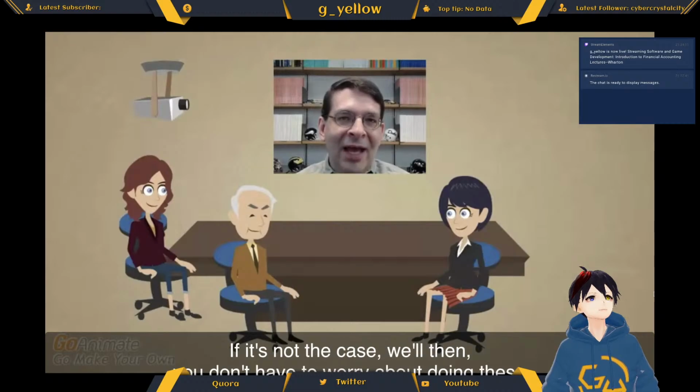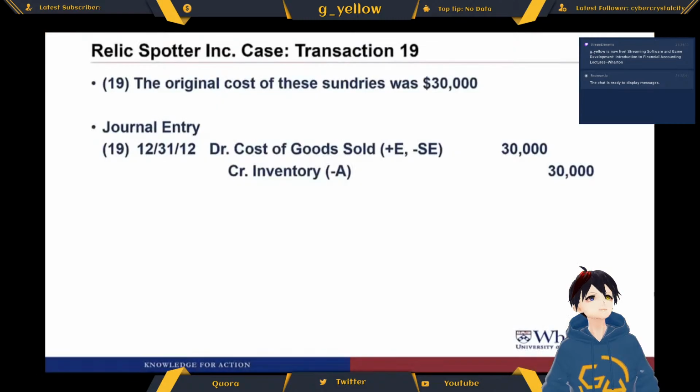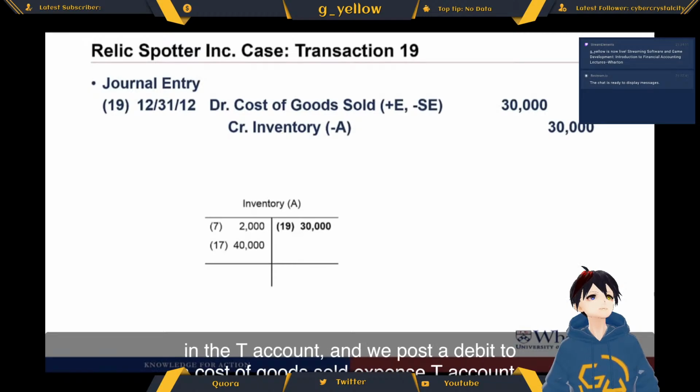If it's not the case, well, then you don't have to worry about doing these journal entries much longer because you won't be in business. We post this to T accounts by reducing the inventory account through a credit entry in the T account, and we post a debit to a cost of goods sold expense T account.